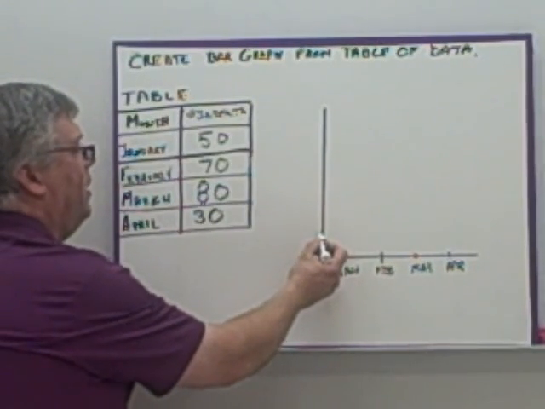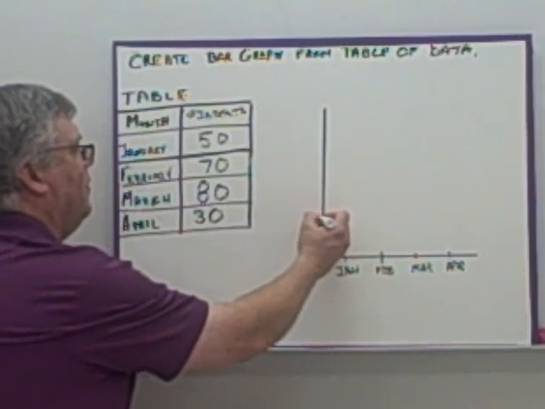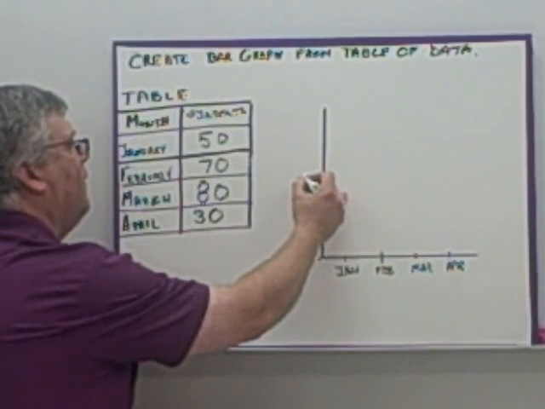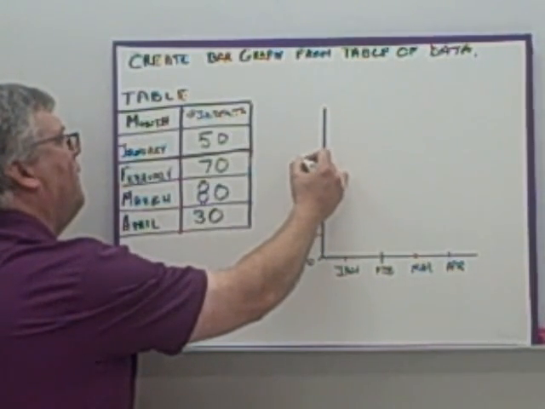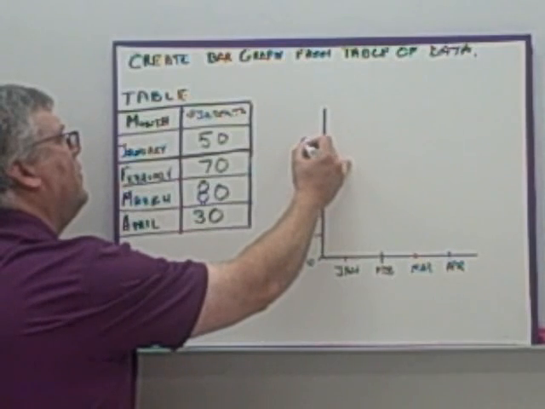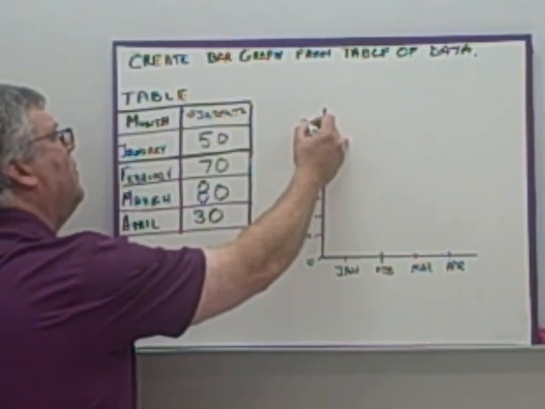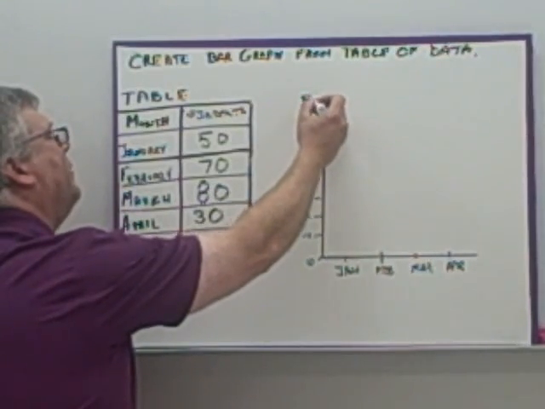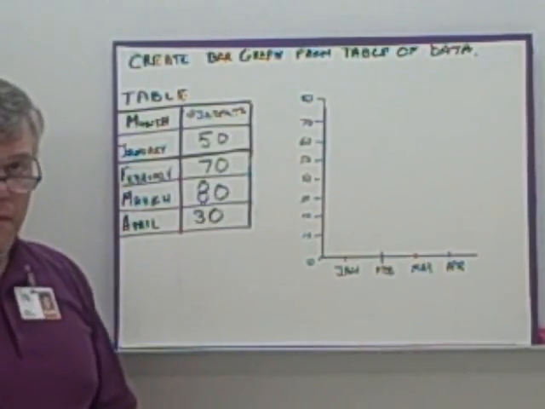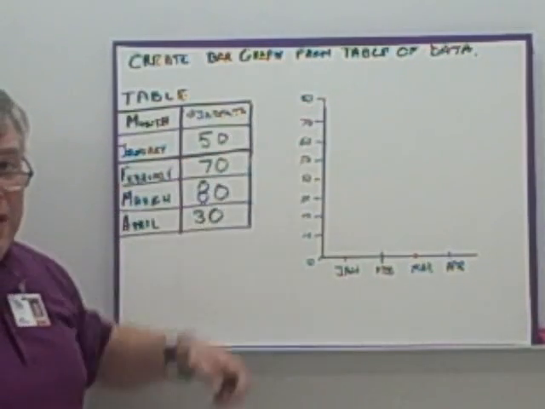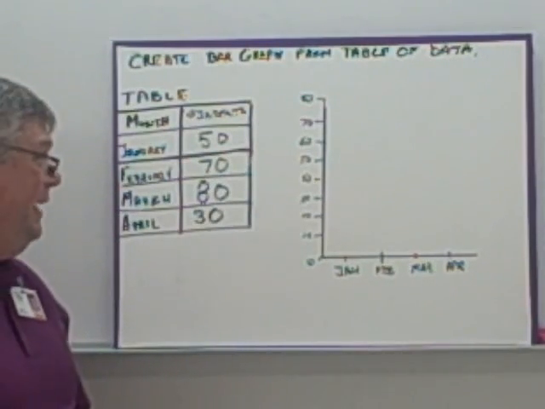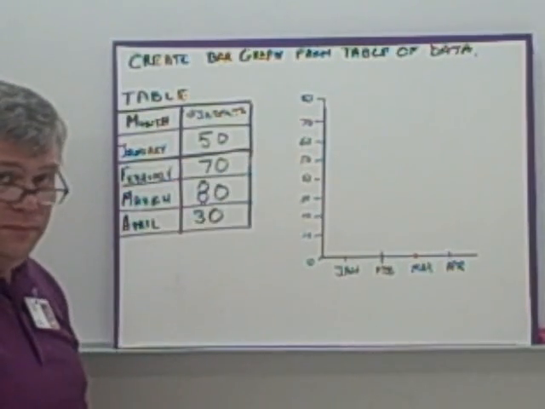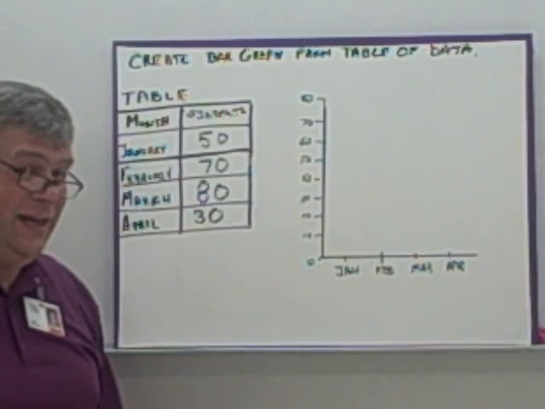So we count up. We're going to do intervals of 10, 10, 20, 30, 40, 50, 60, 70, 80. Notice how I adjust mine to make it just a little bit taller to be able to make the 80. Notice I tried to keep each of these spaces here equal. That's very important when doing any kind of graph work.